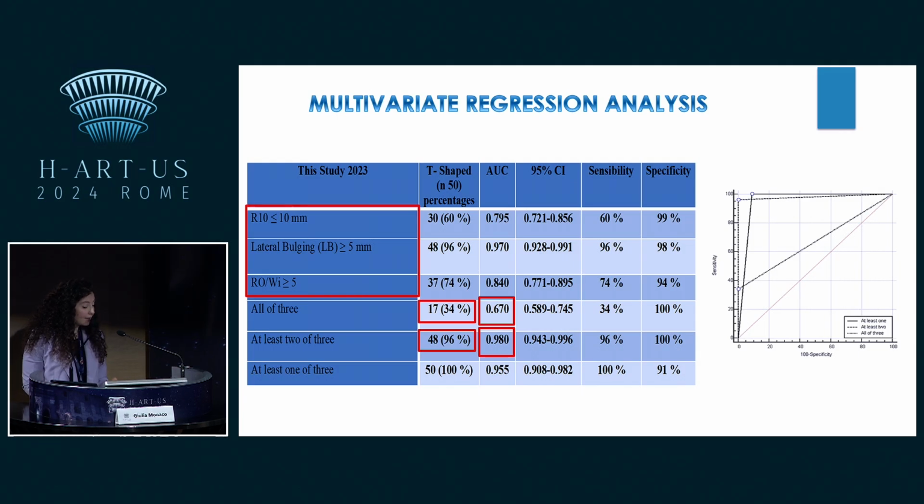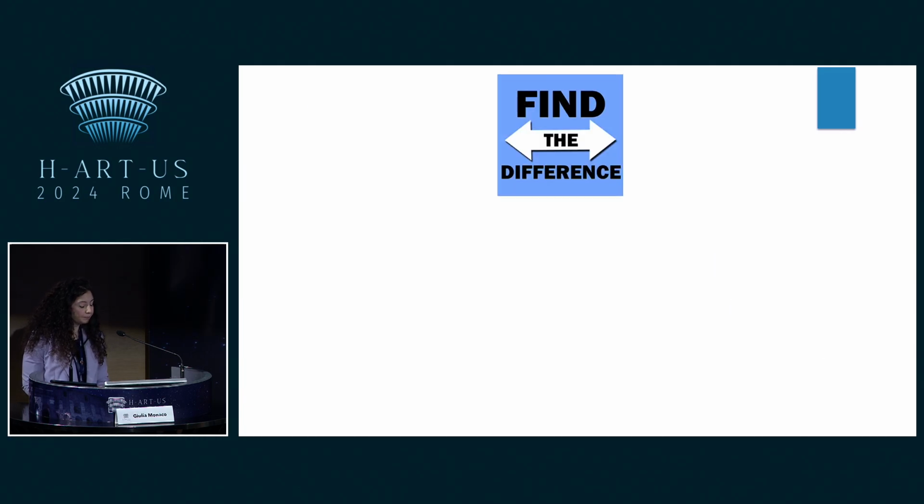And in our study, these are the results. So the rule of 10 less or equal to 10 millimeters, the lateral bulging more or equal to 5, and the ratio more or equal to 5. And the presence of at least 2 of these 3 criteria was present in 96% of our study population.